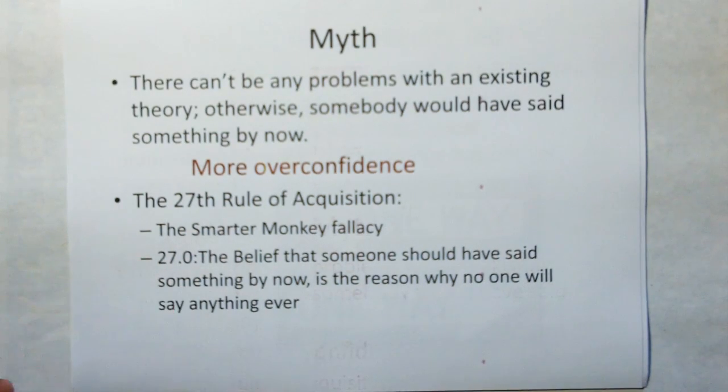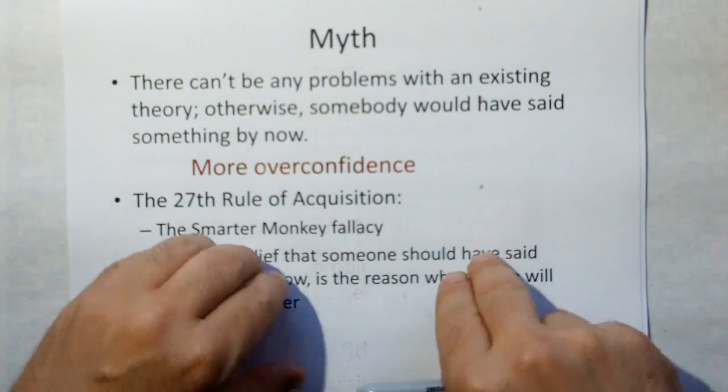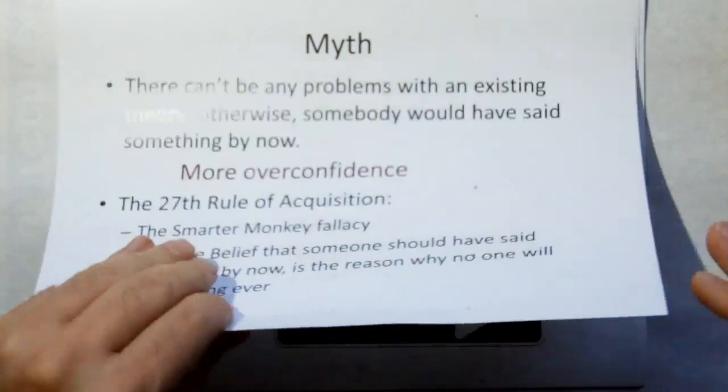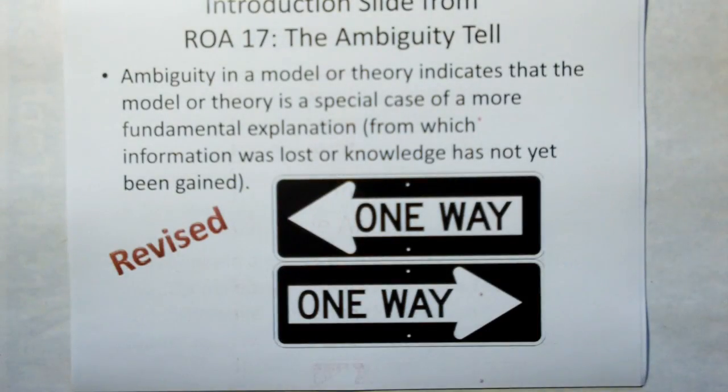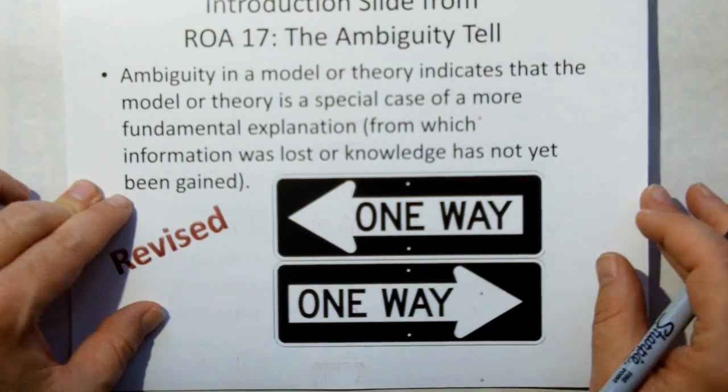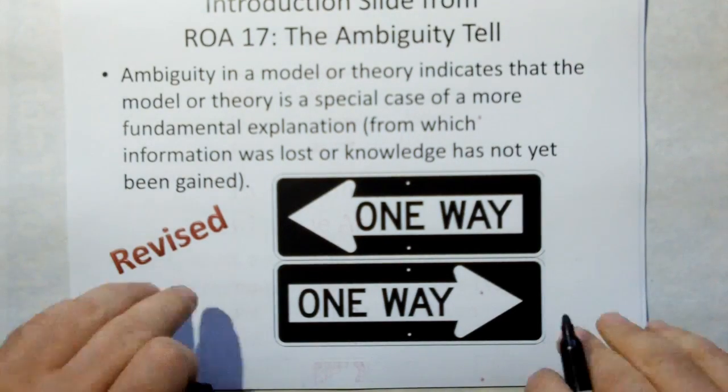And this silly smarter monkey fallacy is one of the worst stagnating forces in science. And rule of acquisition 17 is one of the most powerful I've found so far. It's called the ambiguity tell. Ambiguity in a model or theory indicates that the model or theory is a special case of a more fundamental explanation.